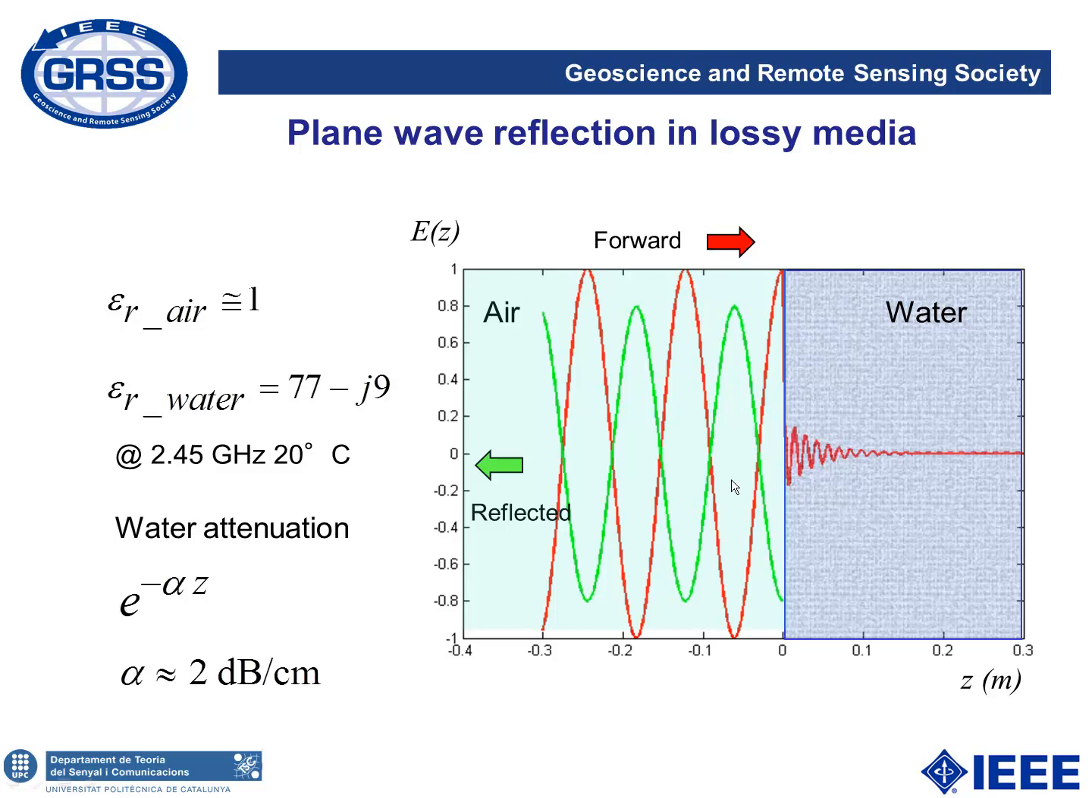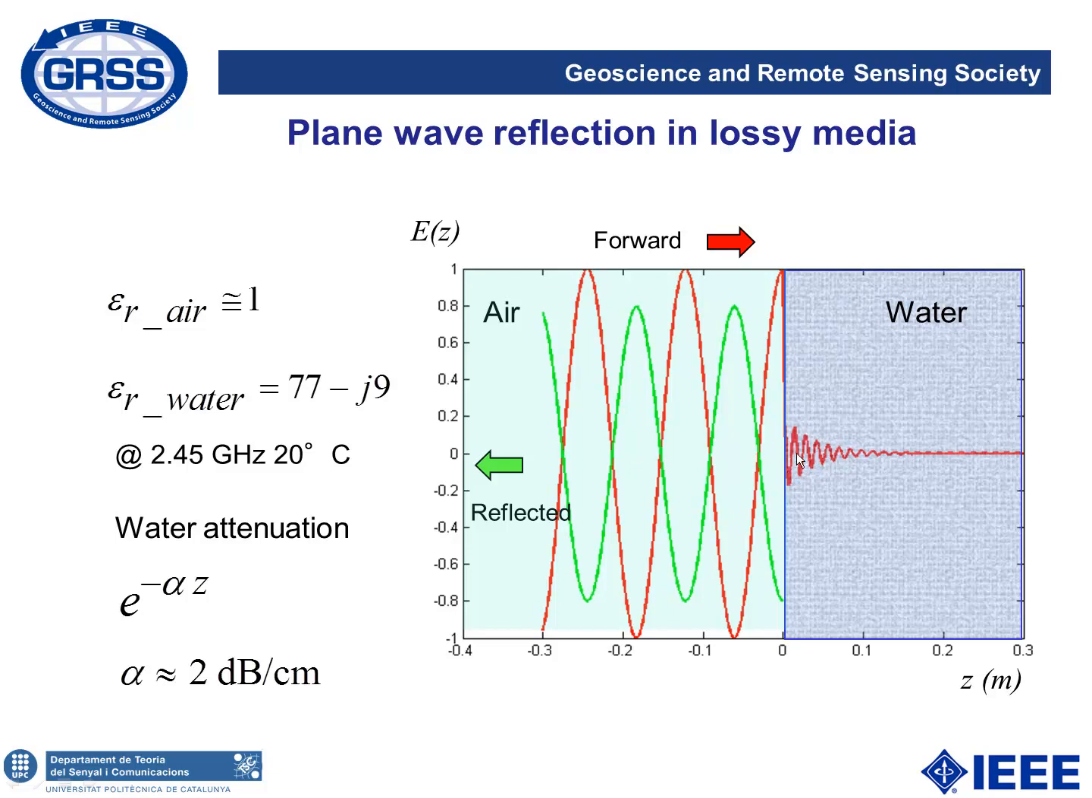So most of the energy is going to be reflected due to the high contrast of dielectric permittivities. There is a small transmitted wave inside the water, but look at this transmitted wave here, and compare it to the amplitude of the incident wave. First, we are losing a lot of amplitude because most of the energy is reflected.